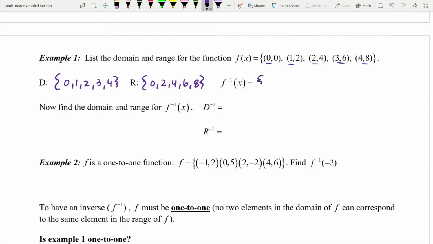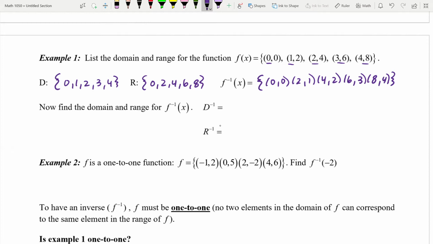To find the inverse, you take your f of x and you switch all the x's and y's. So everybody do a brace. (0, 0) stays (0, 0). (1, 2) becomes (2, 1). (2, 4) is (4, 2). (3, 6) is (6, 3). (4, 8) is (8, 4). And you close it off.